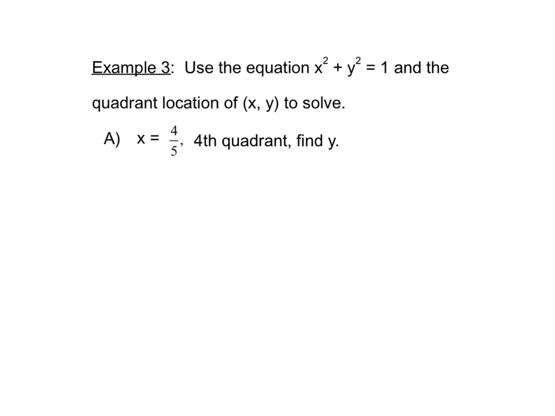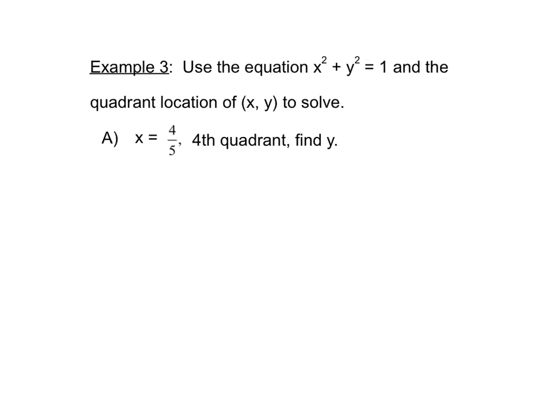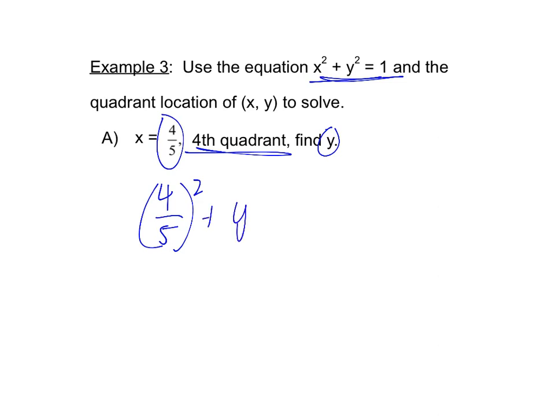All right, so if I'm going to use this equation and go one step further, I need to pay attention to a couple things here. One, I'm in the fourth quadrant. X is 4/5, find y. So I'm going to use my equation to help me out here. I've got 4/5 squared plus y squared equals 1. So what does this become? Well, this becomes 16 over 25, 4 squared over 5 squared, plus y squared equals 1.